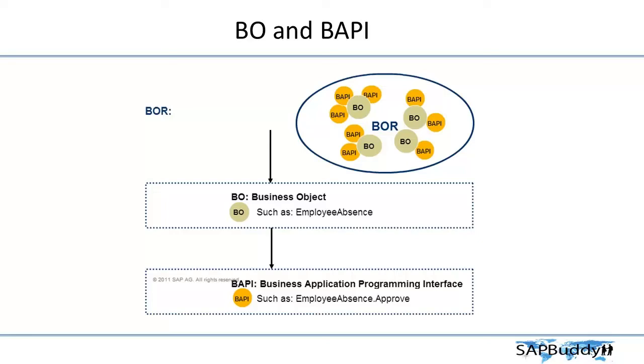For example, if you go back to our presentation, a business object, for example, employee absent, is an object, a business object. But if you say BAPI, under this business object you have a BAPI which is employee absent approve. Okay, this is a BAPI which will do the approve function in this specific business object of employee absent.